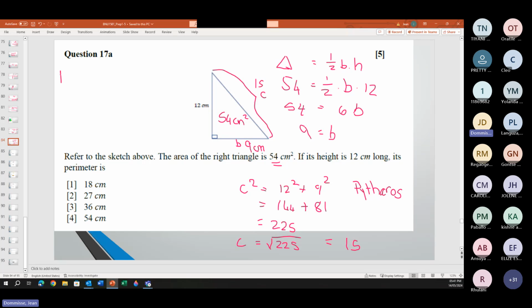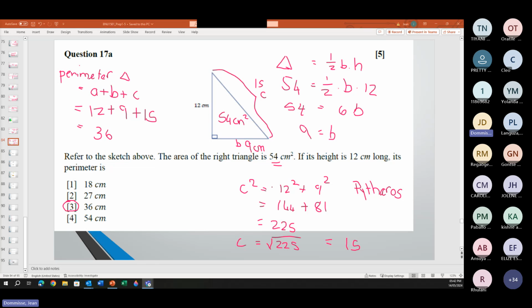So the perimeter of a triangle is basically a plus b plus c. So that is 12 plus 9 plus 15. 12 plus 9 is 21, plus 15 is 36, and that will give us option 3.